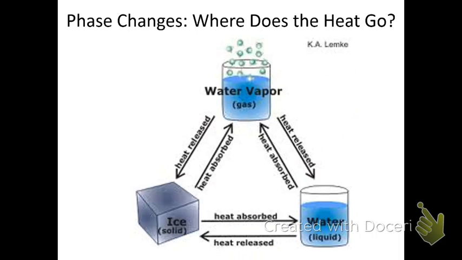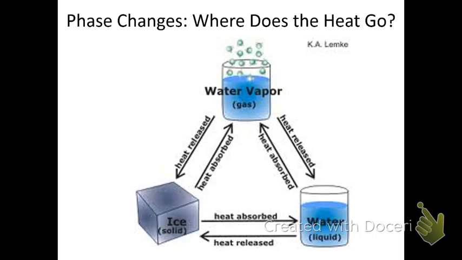So this next slide is basically the same thing, showing where the heat goes. It's showing it with water as an example, and it's showing you when heat is absorbed and when it's released. What I want you to get used to is that I like to think of ice as the most ordered, water as less ordered, and gas as the most disordered of all. And the systems become more disordered because you're adding heat.